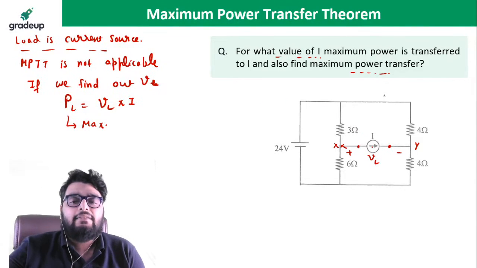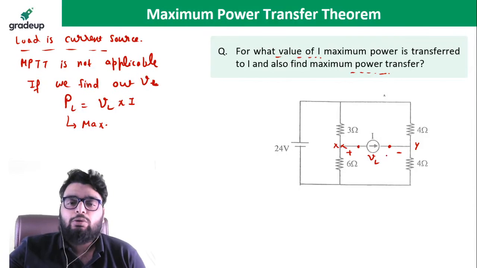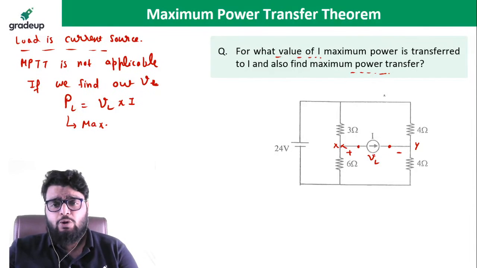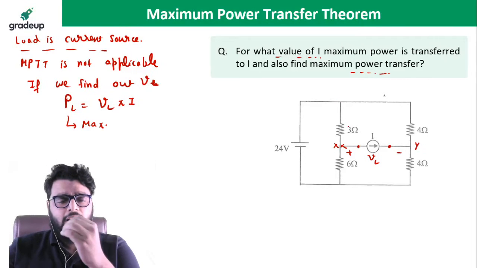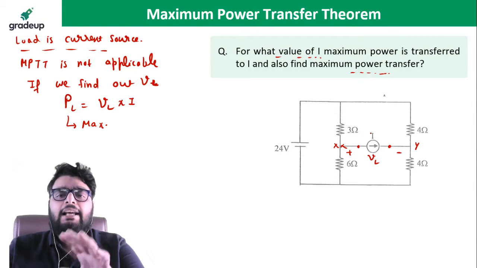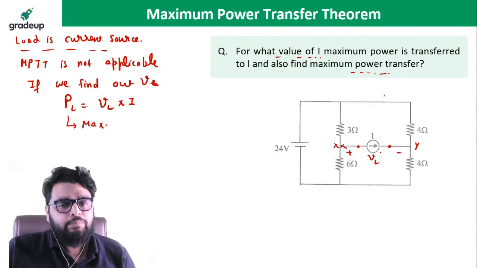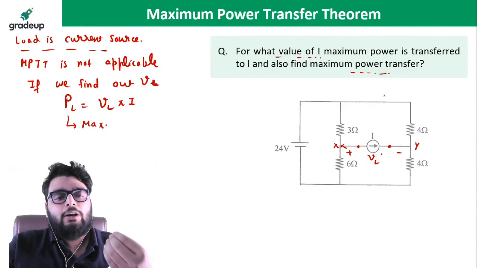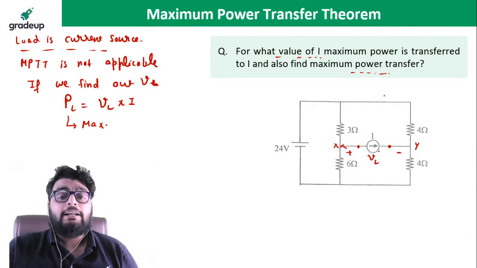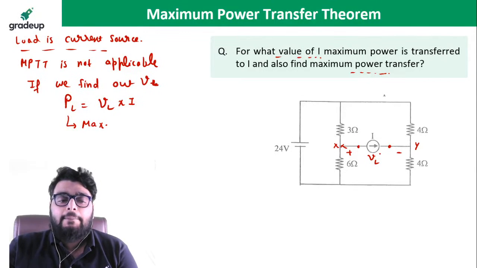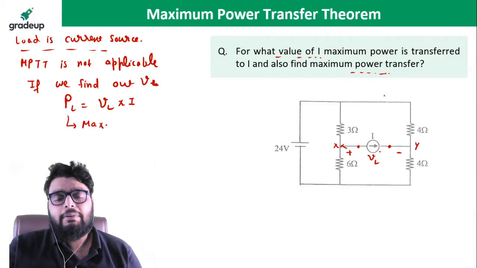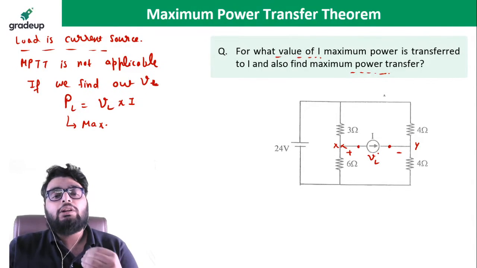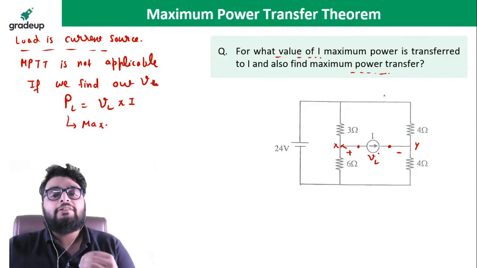See, using KCL and KVL, I can also find out the voltage across it. No doubt. You can assume the current flowing in each and every branch, apply the KCL, apply the KVL. You can find out the voltage across it, right? And then you need to find out the maximum condition. But if you follow these steps, like mesh analysis, nodal or any other method, then it will take much time. So what I am doing, I am finding out the Thevenin's voltage and Thevenin resistance.